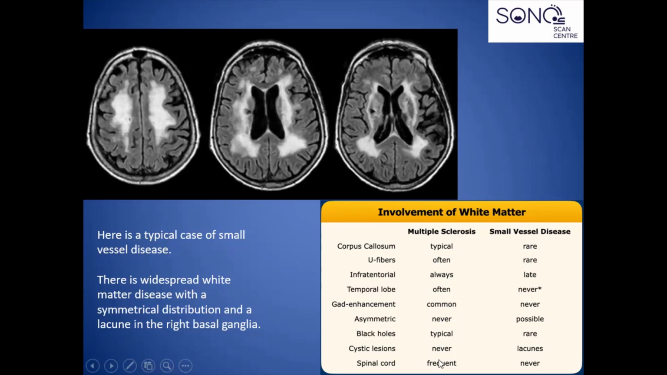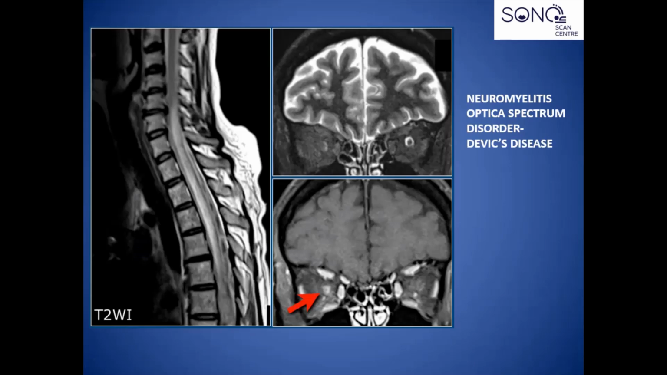And spinal cord lesions, MS, mostly they will have in cervical or in dorsal spinal cord, but small vessel ischemic changes has got nothing to do with spinal cord. The next differential in the demyelination is the neuromyelitis optica spectrum disorder, NMOSD. Once it was called as the Devic's disease.